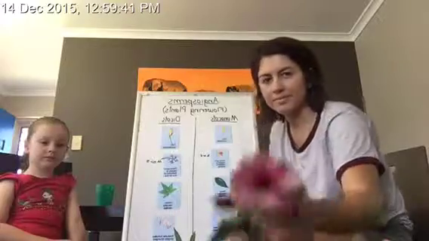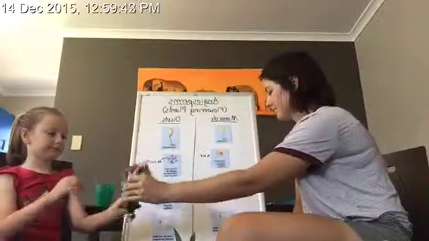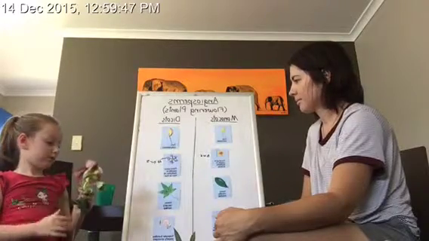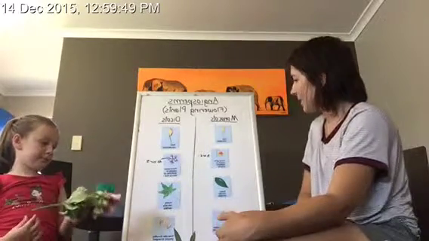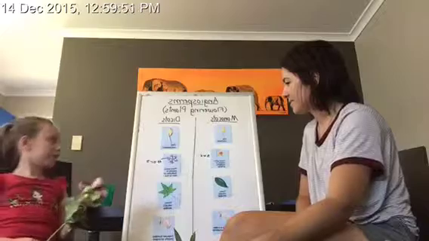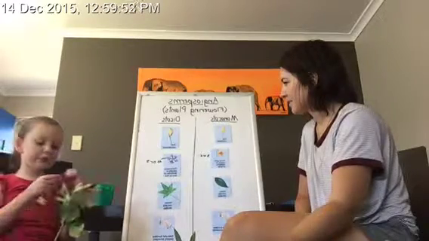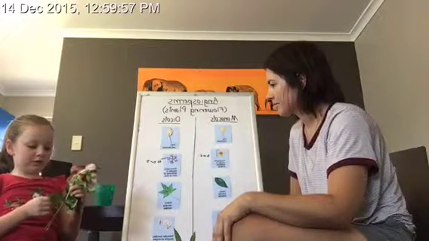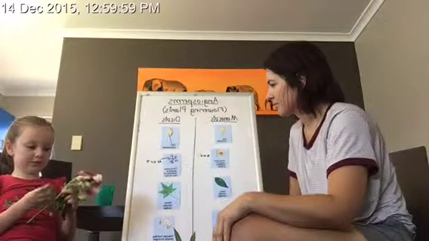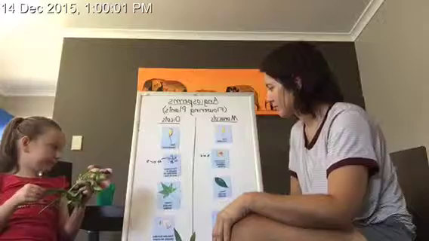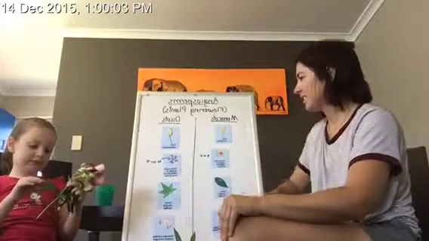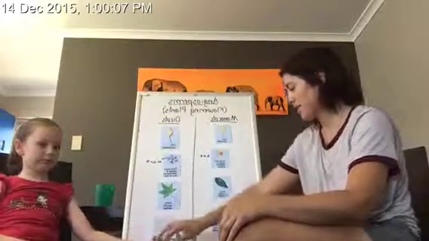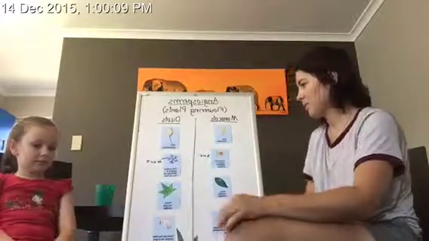Last one. Dicot. How did you tell? Because of the petals. How else can you tell? Because the leaves. They look net-like, don't they? Well done. We've still got plenty of flowers that you could classify if you like, but we're going to stop the video there.